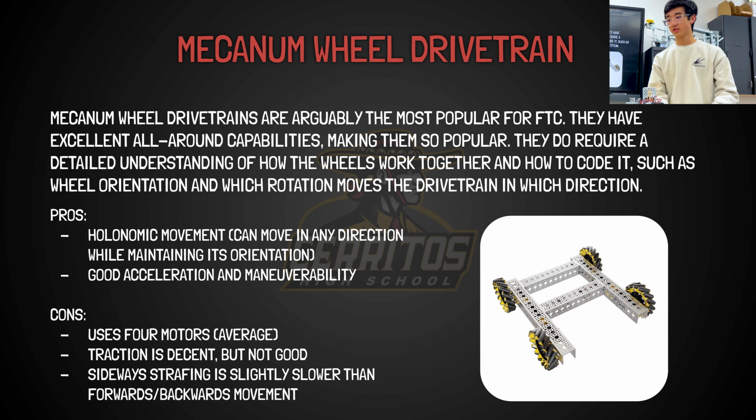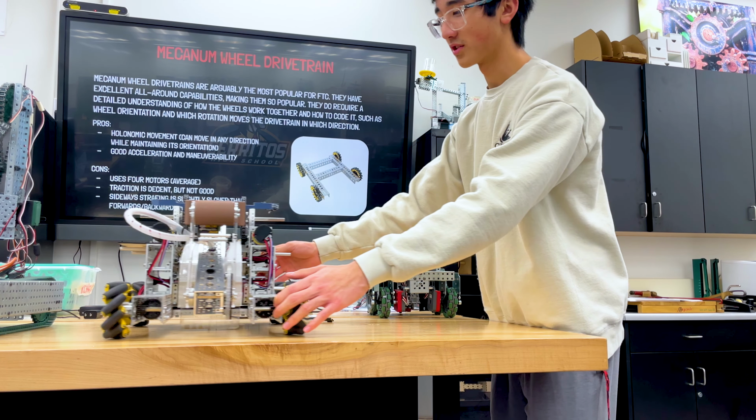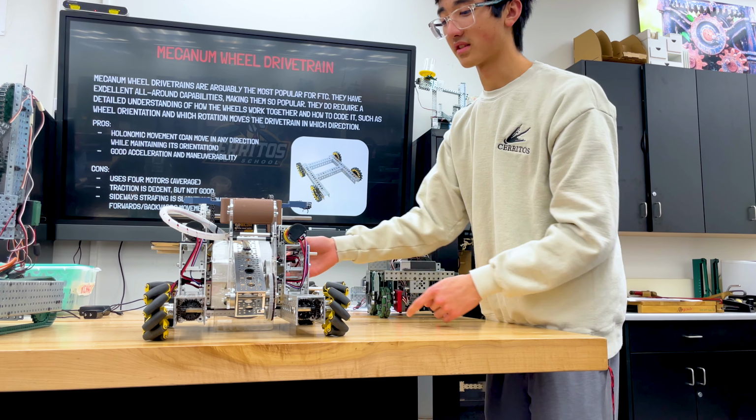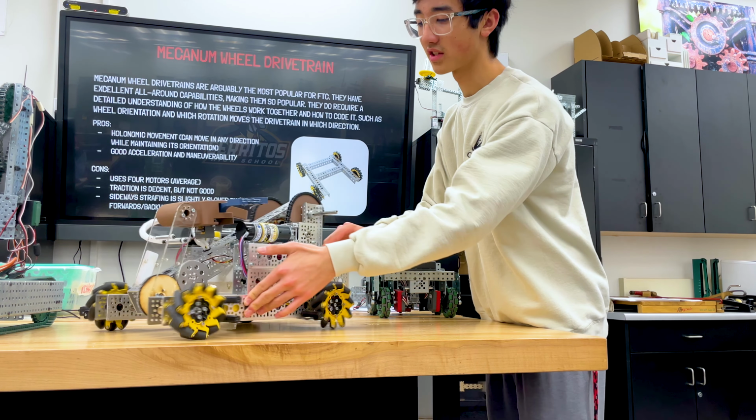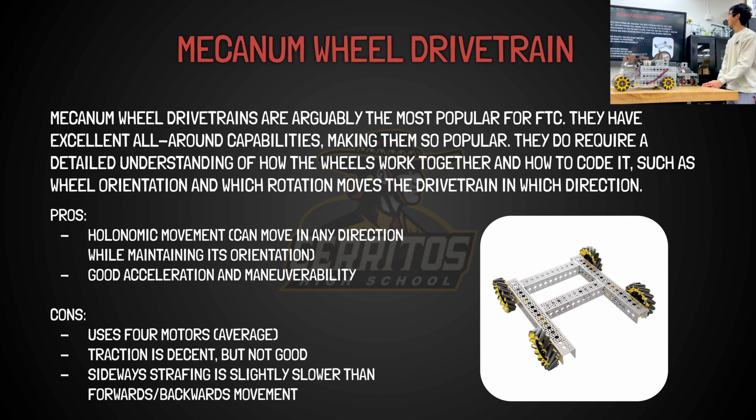So now we're going to move on to holonomic drivetrains. As you can see right here, this is our competition robot, except missing its side panels so that you can better see the wheels. Essentially, mecanum wheel drivetrains are the most popular in FTC. Almost every team uses them, and they have really excellent all-around capabilities.